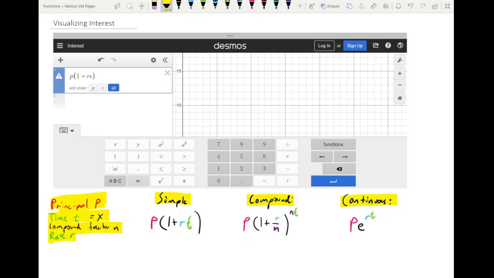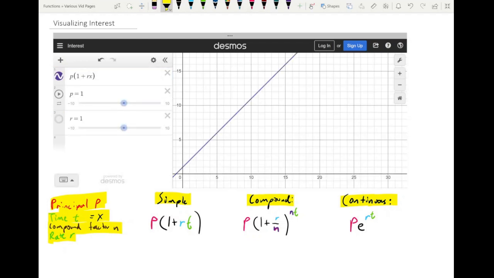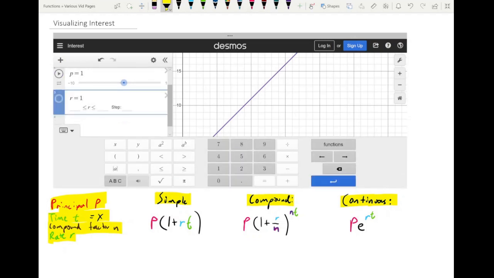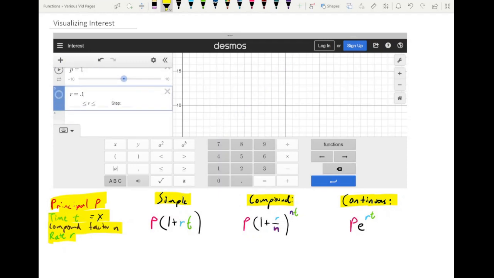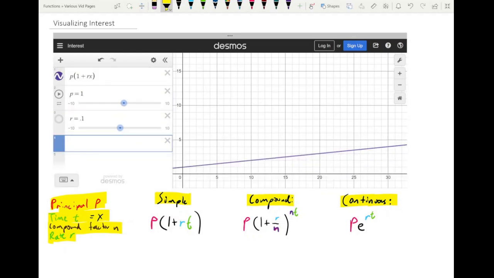And you see that when we type that in, we get this option for add slider, right? Now what that does is it allows us to adjust the specific values that we want to put in for P and R. So I'm going to add all the sliders, and you see that the default is that P gets set to 1 and R gets set to 1. So I'm going to keep P at 1 for simplicity. I'm going to set R to something more reasonable, like maybe 10%. Great. And now you see that we've got this little curve here.